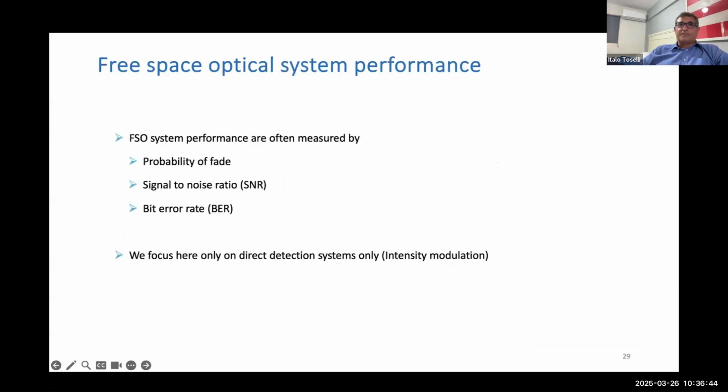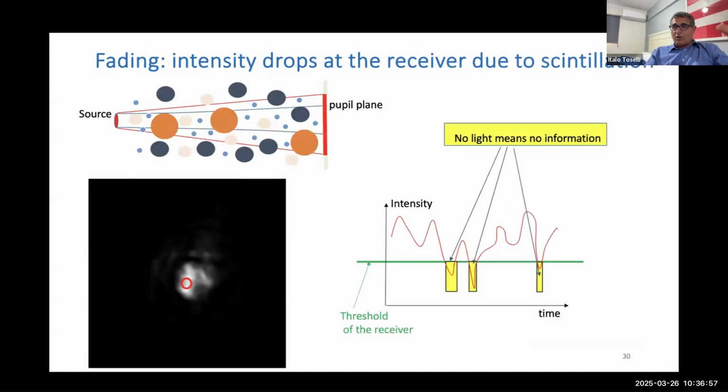But let's look at the free space optical system performance for a direct detection system. We're going to look at probability of fade, signal to noise ratio, and bit error rate, just the main concepts. What is probability of fade? What is fading? Fading is an intensity drop at the receiver. So basically, let's suppose this is at the pupil.